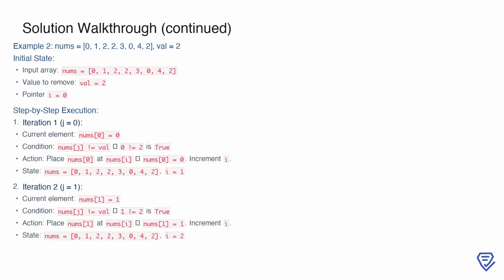Now, we examine a second example where the input array is [0, 1, 2, 2, 3, 0, 4, 2], and the value to remove is 2.